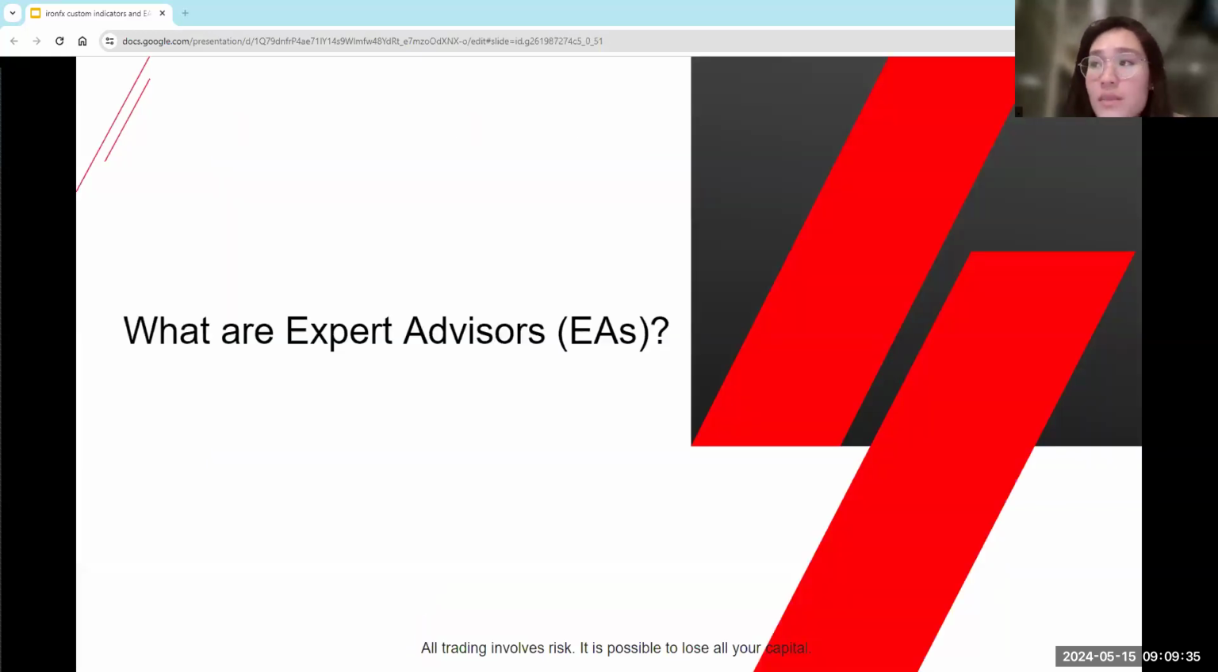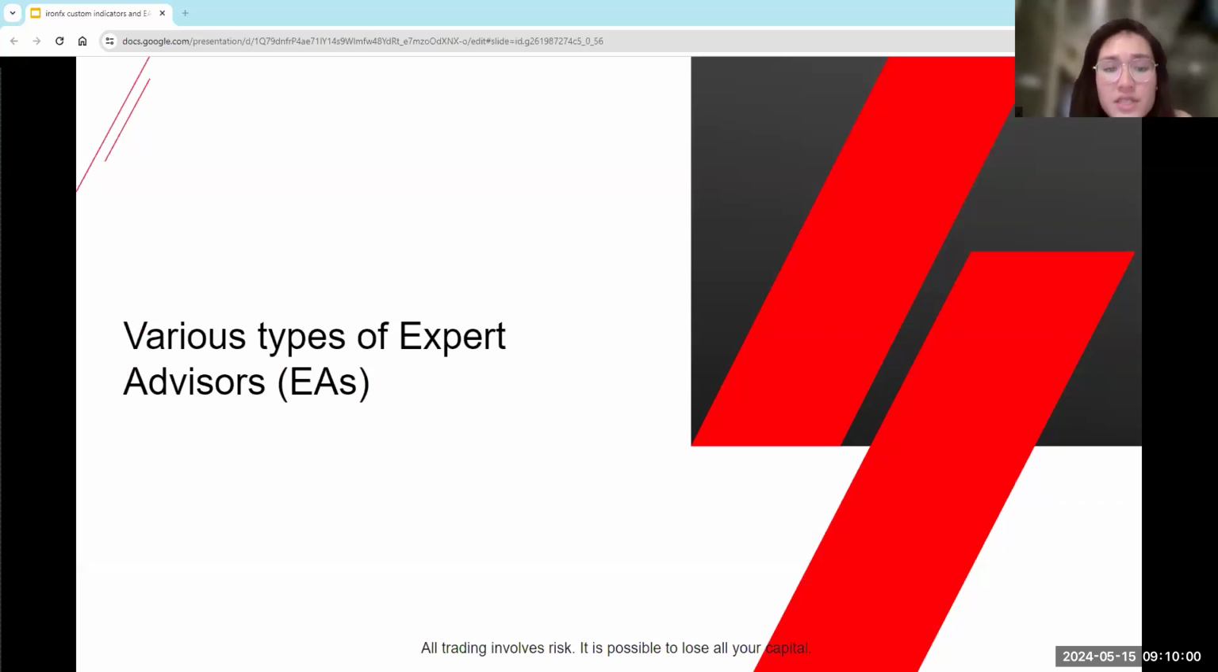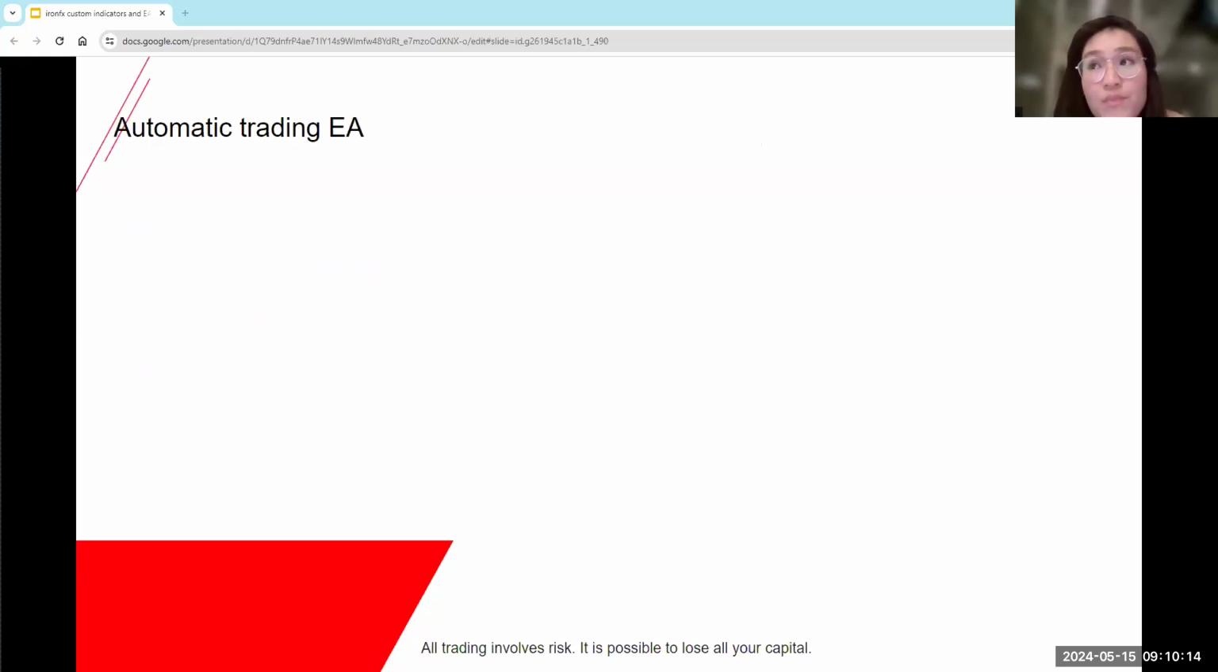Okay, so what are some expert advisors or EAs? They are basically developed in MQL4 as well as 5, and it's a software that automates trading functions based on algorithm. So it basically notifies traders of trading opportunities and suggests trades that can be profitable. Different types of EAs: we have the scalping EA, news trading EA, breakouts EA, and hedging EA. So it really depends on your trading strategy and what exactly you are looking for.